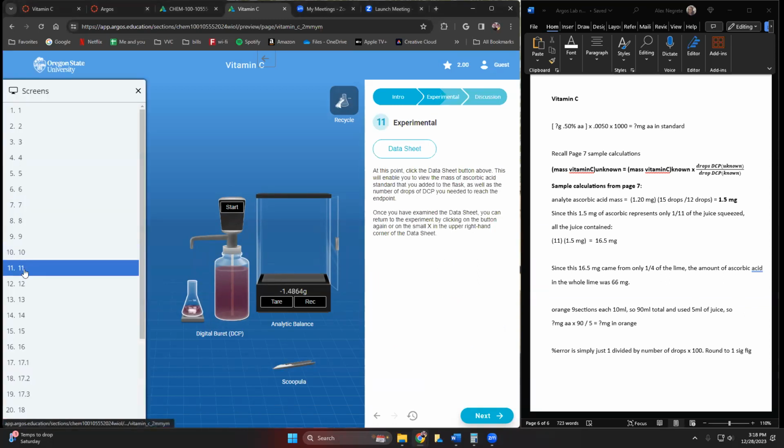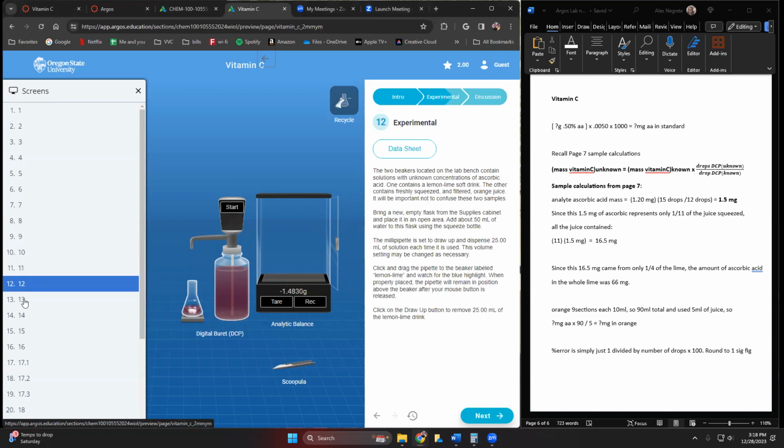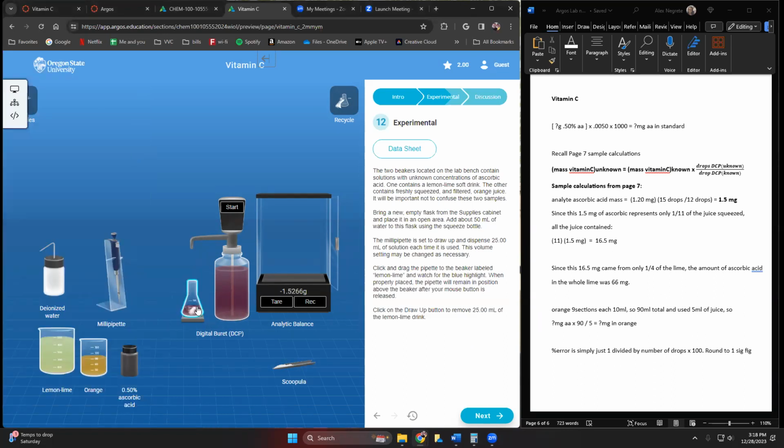And we're just going to go ahead and jump over. Go over here. Now we have our standard here. And we're going to need to repeat the process, but this time instead of the ascorbic acid, we're going to be using the lime juice, which means we're going to need to use our pipette.